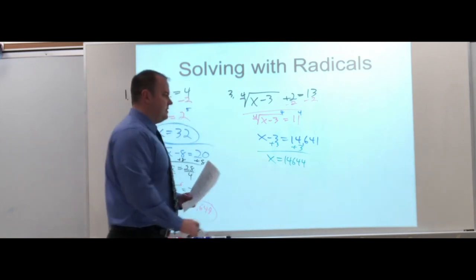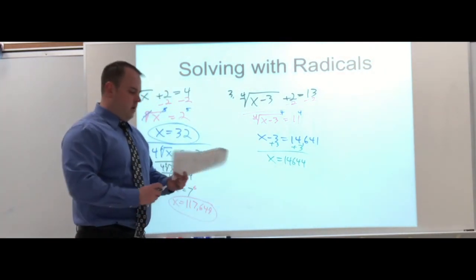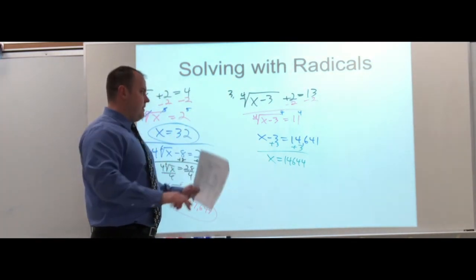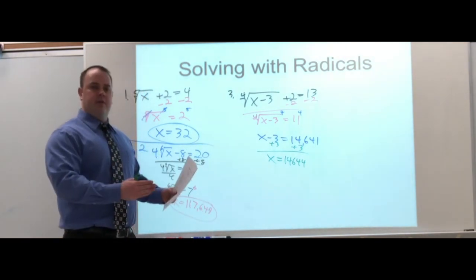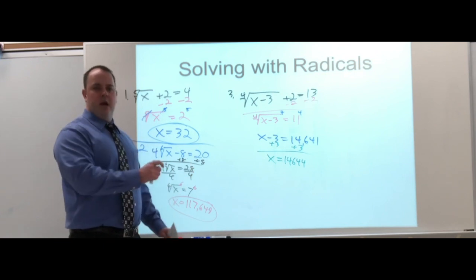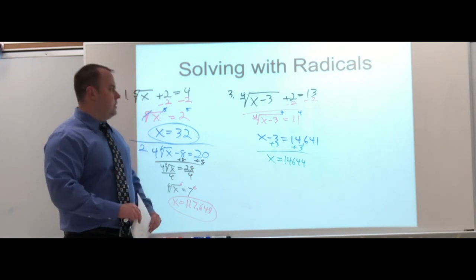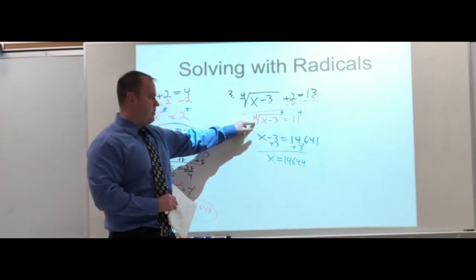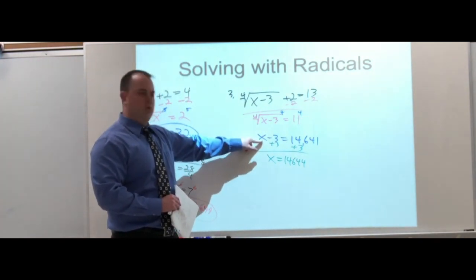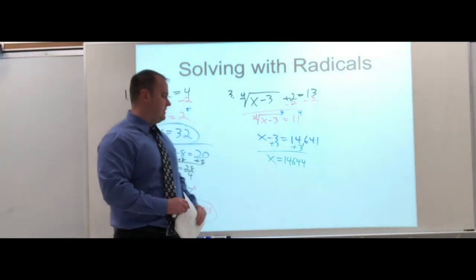So we have 14,644. Okay? So it's important. Get rid of everything first. Make sure you get rid of everything away from the radical. If there's other things in the radical, take care of the radical first. Okay? So here we can see we had to get rid of the 2 first. That's not inside the radical. Then take care of the radical, and then we could do what was inside, getting that x by itself.